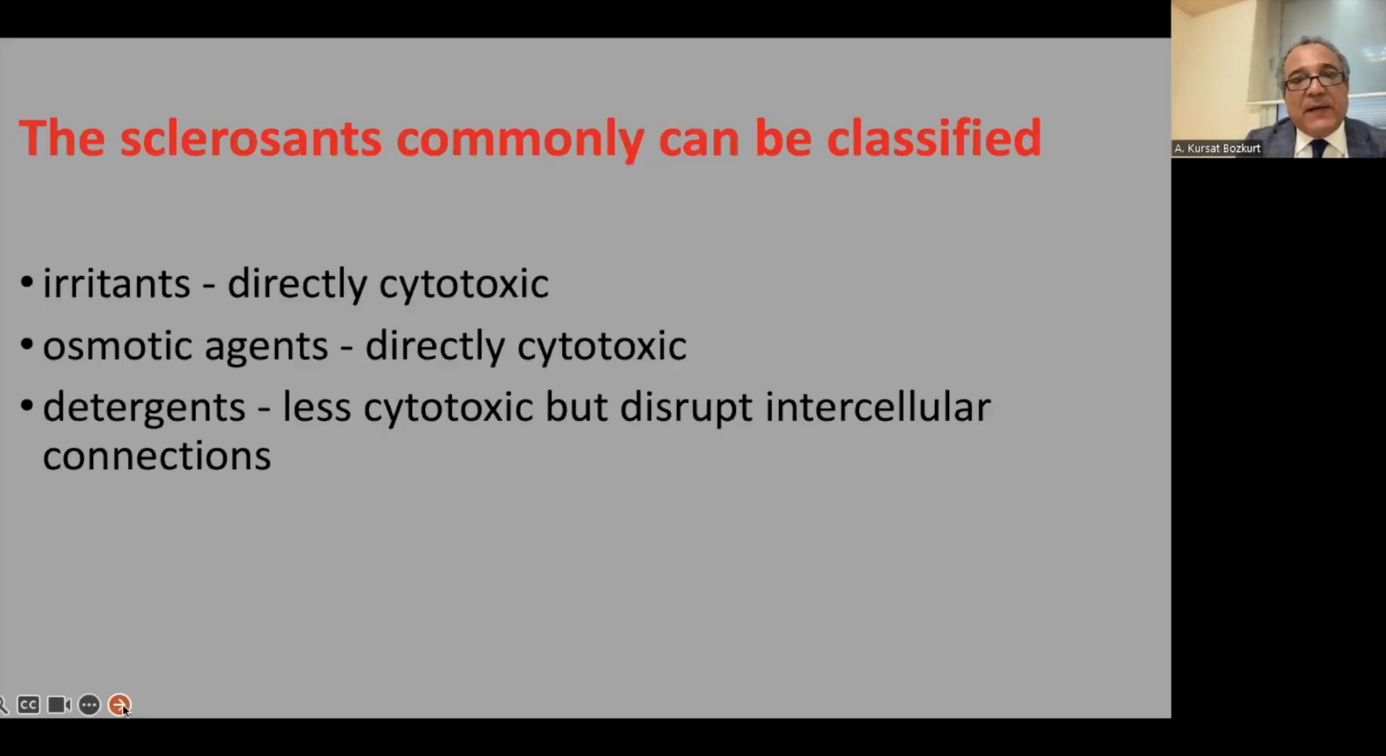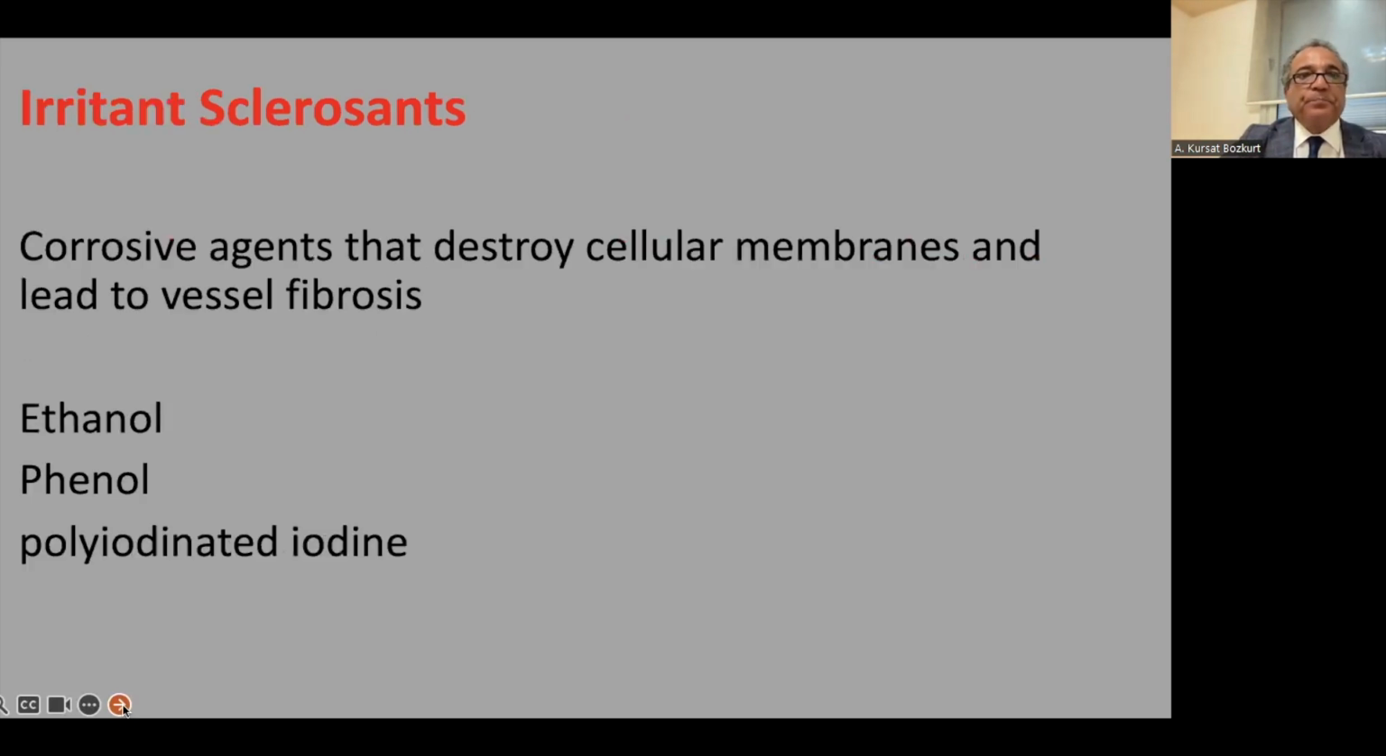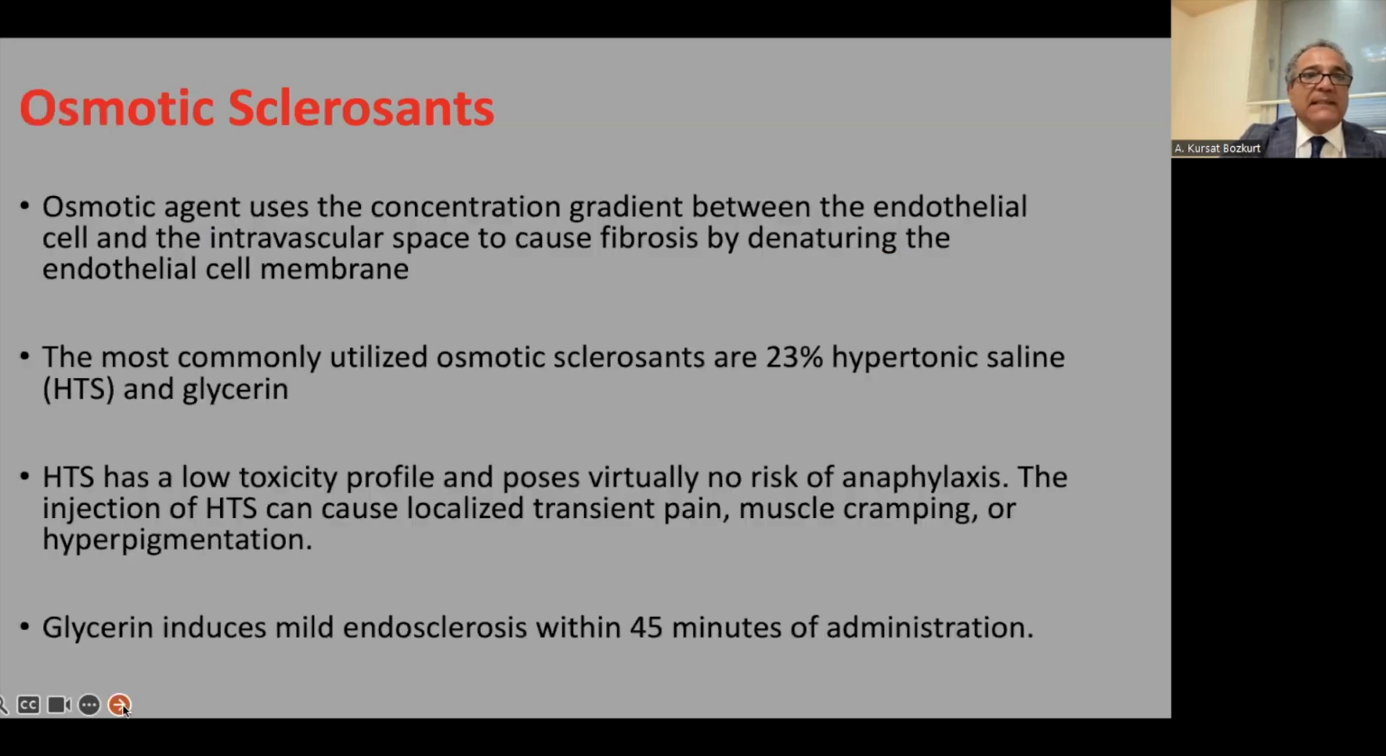Actually, we can divide them in three groups. Irritants, these are directly cytotoxic drugs. Osmotic agents, directly cytotoxic, and detergents, which are less cytotoxic, but they cause disruption of intercellular connections. Regarding the irritant solutions, we have ethanol, phenol, and iodine, but we are not using any of them currently for the treatment of C1 disease.